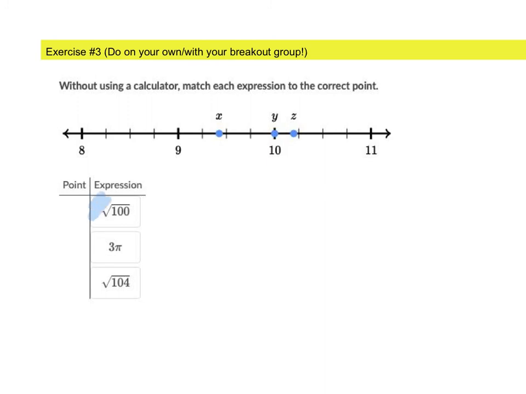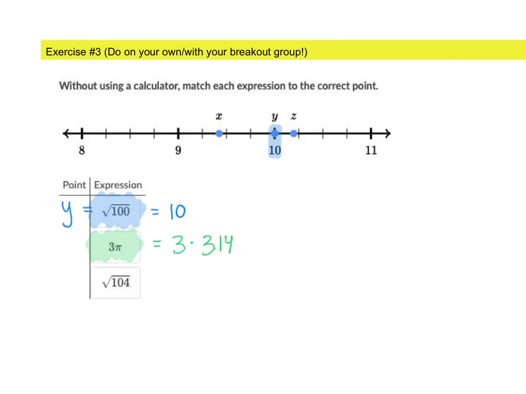All right, this first one, the square root of 100, this is the easiest one here because the square root of 100, you should know, equals 10. And there's a point directly over the 10 right here. So this point is our y point. Okay? The next two, we have 3 pi and the square root of 104. So I'm going to work with 3 pi first. So 3 pi is the same as saying 3 times 3.14.